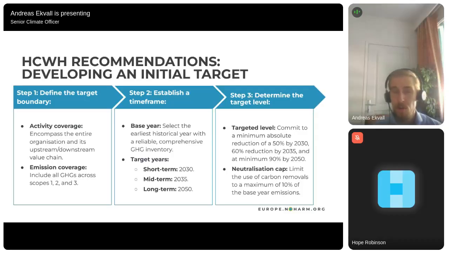And carbon removal is, in short, the process of removing carbon from the atmosphere for long-term storage. You can read more extensively about carbon removal in the guide, but it is beyond today's presentation to go through it in depth.